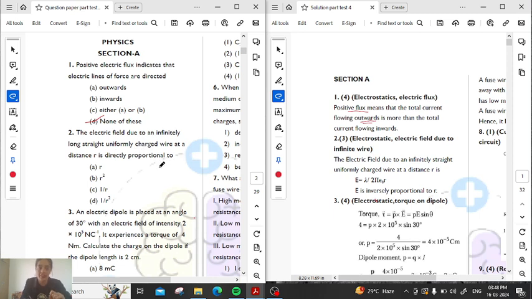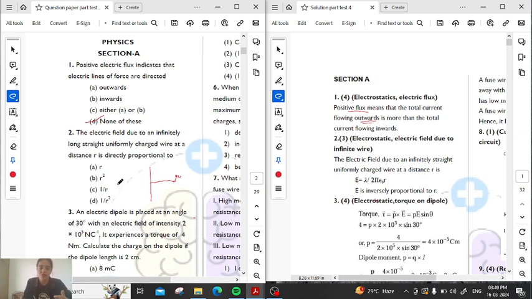So what does it exactly say? It says there is a long straight wire. Suppose this is my long straight wire. Okay, so the electric field due to this wire, which is very long and straight, and it is uniformly charged. Uniformly charged means the charge is equally spread out along it. Okay, so at the distance r, suppose we have some point here and this is our distance r. So at this particular distance, what should be the relation? The electric field is directly proportional to what? r.